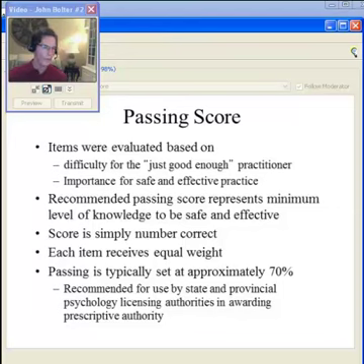Each item receives equal weight, so one item's not more important. The passing is typically set at approximately 70%. Recommended for use by state and provincial psychology licensing authorities in awarding prescriptive authority. So every state, the 2, clearly use the PEP as a passing test. Now, in our law, and probably in New Mexico, we had to have some alternative possible test, but this is the preferred thing. The reason we did that is because you have to think in terms of what if APA decides not to do this anymore. Then we'd have to come up with our own kind of standard, our own test. So that's an issue. We have to have that possibility to use something else.